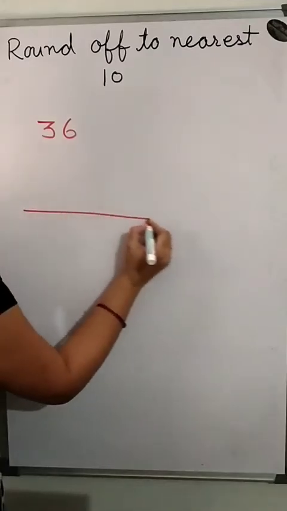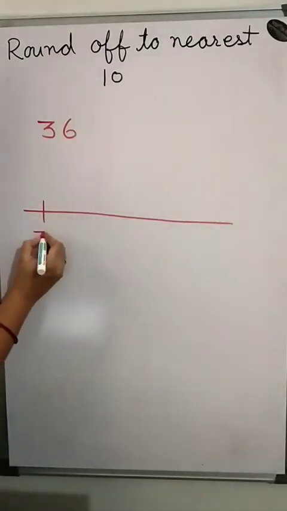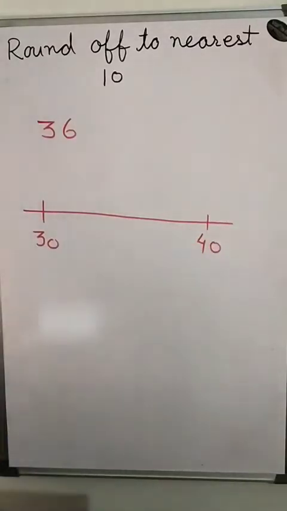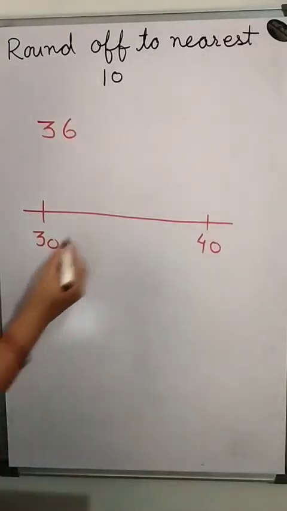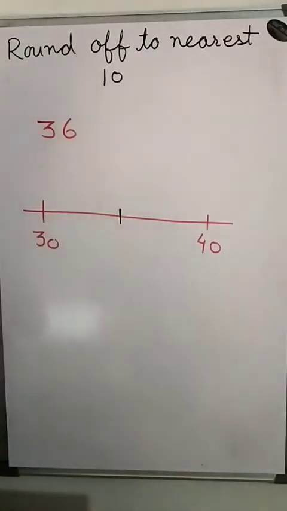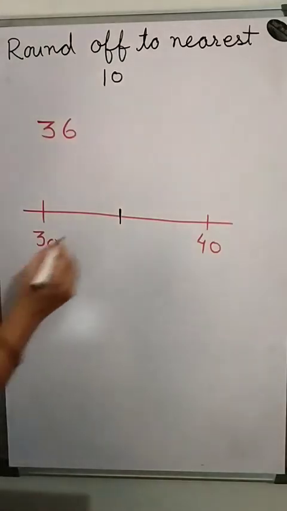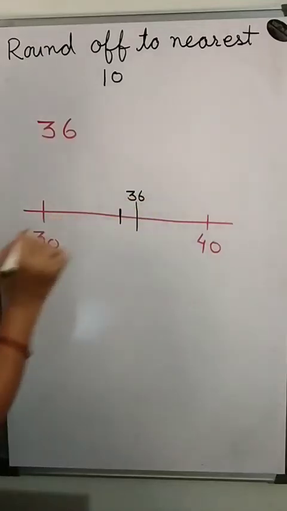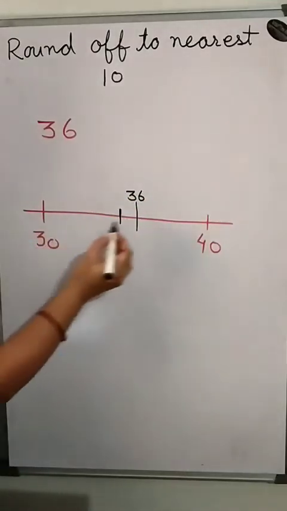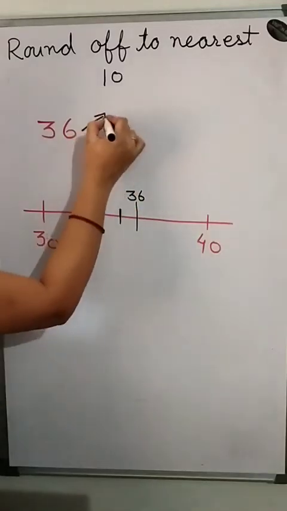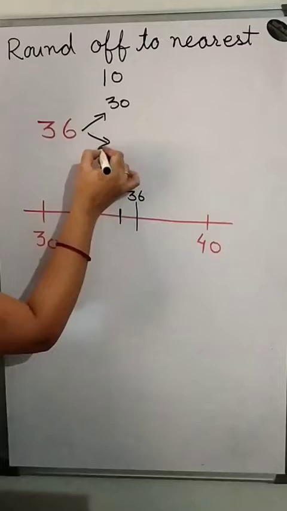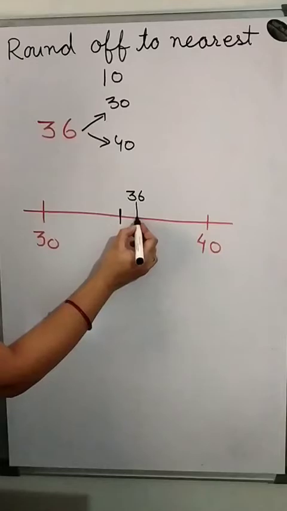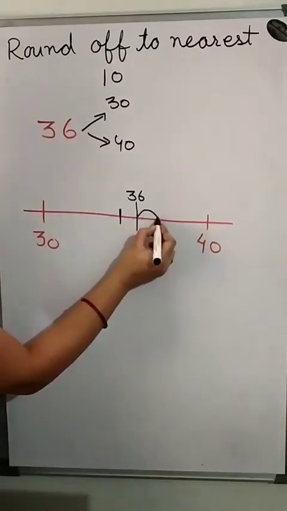Making a number line, this one is 30 and this is 40. And this one is the middle number, that is 35. So where does 36 lie? It lies somewhere at this point, right? So 36 is nearly equivalent to 30 or 40. Which is it nearly equivalent to?